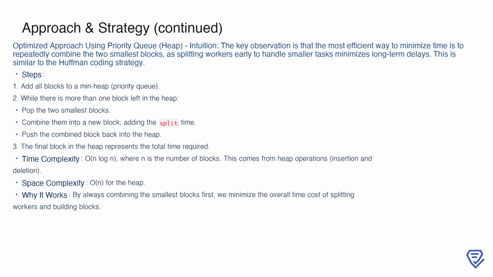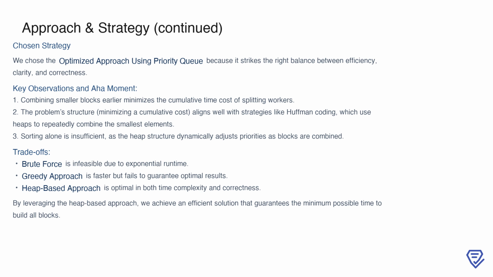This approach has a time complexity of O(n log n), thanks to the efficient insertion and deletion operations of the heap, and a space complexity of O(n), which accounts for the heap storage. By always combining the two smallest blocks, this method ensures that the cumulative time cost is minimized, making it both optimal and efficient. The heap-based approach was chosen because it achieves the best balance of efficiency, clarity, and correctness.